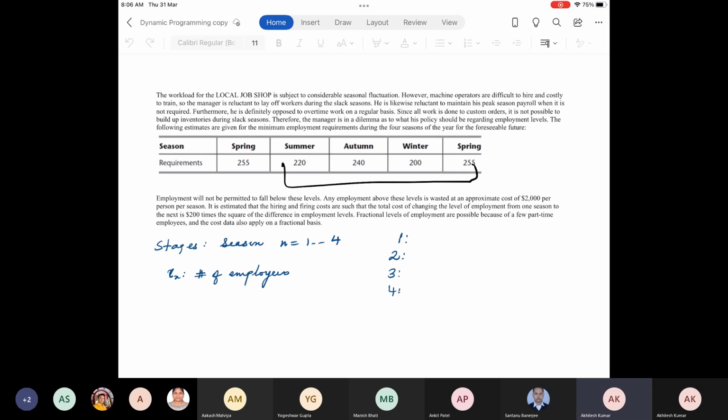See, dynamic programming we need to discuss, otherwise I will just write the solution and you won't follow it. Can spring employment level be 220 or 230? Okay, read the question once again. Read the question once again.